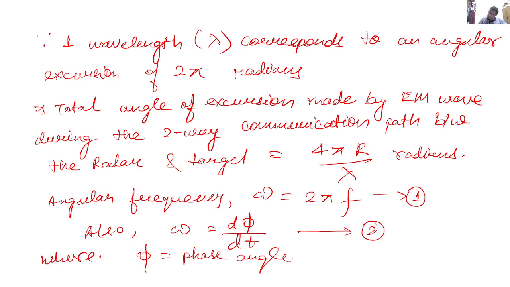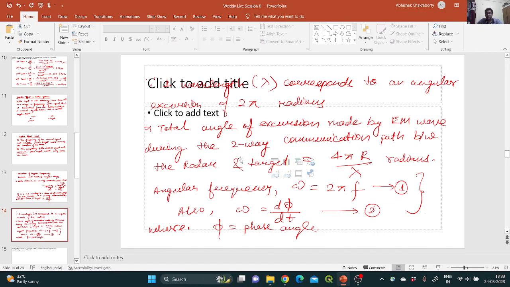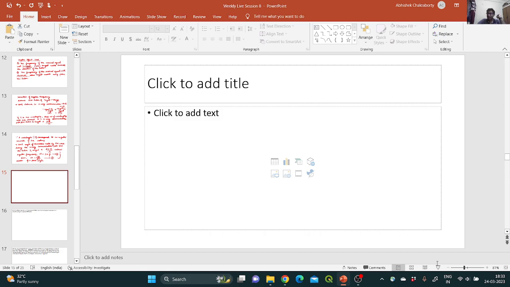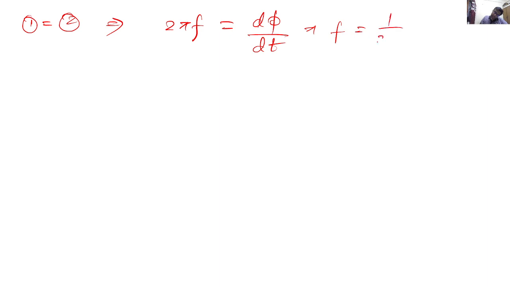Okay, now we just need to equate equation 1 with equation 2, the right hand of equation 1 with the right hand of equation 2. So 2 pi f will be equal to d phi by dt. Okay, let's do that. Through that we will get a very easy term for the Doppler frequency. Equation 1 equal to equation 2, so this implies we get 2 pi f equal to d phi by dt. So f is 1 by 2 pi d phi by dt. Let this be equation 3.